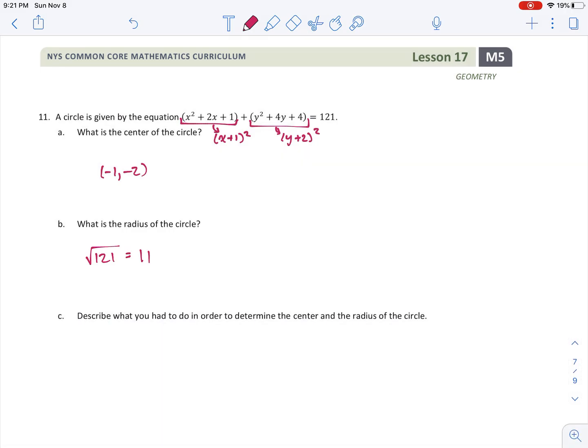So in order to determine the center and the radius, at least to determine the center, we had to factor each quadratic on the left-hand side. We had the x squared that we had to factor, and we had the y squared that we had to factor. Depending on how these look, they might not factor into a perfect square. So depending on the circumstance, we might end up having to actually complete the square.